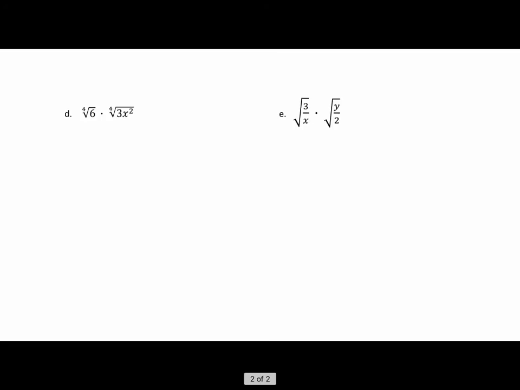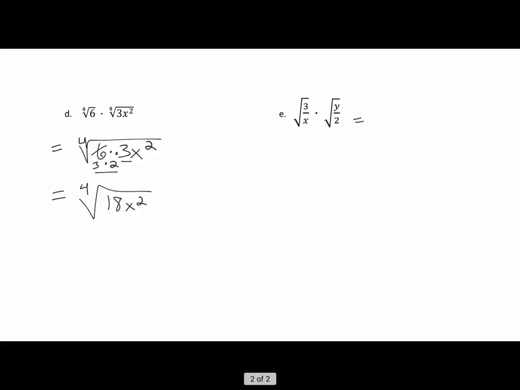For d then, I've got a 4th root times a 4th root, so I'm going to put them under the same 4th root, 6 times 3x squared. And, well, even if they made that 3 times 2, I only have 2 factors of 3 and 2 factors of x and 1 factor of 2. So I don't have 4 factors of anything. That means these are going to stay. So 6 times 3 is 18 times x squared. That's as simple as that gets.